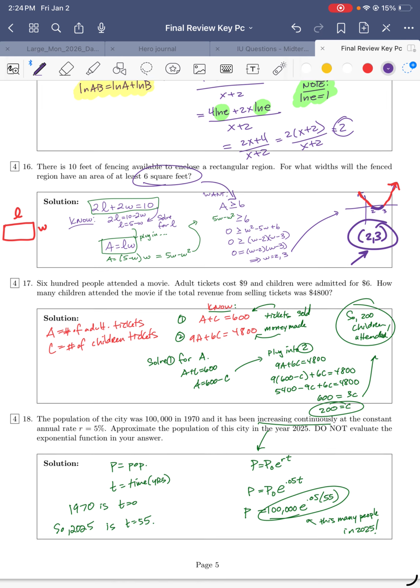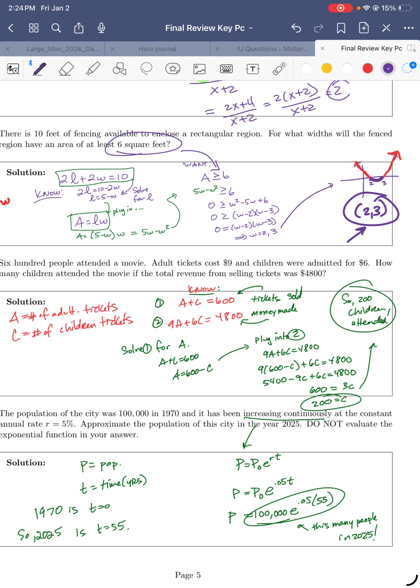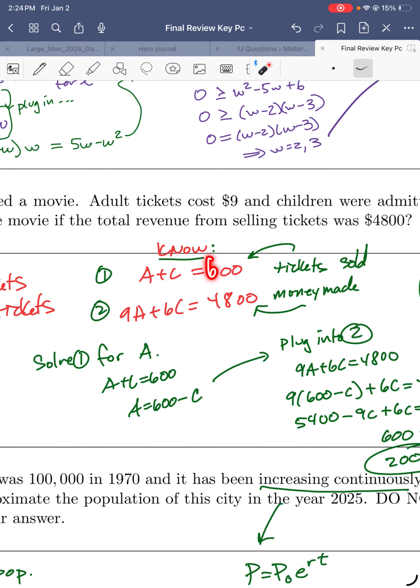Okay, 600 people attended a movie. You got kids and adults. We've done this one before. A is adult tickets. C is the number of children tickets. What we know is that we got to have 600 tickets. This is the number of tickets equation. But then we know that 9 times A plus 6 times C is 480. That's the money made equation.